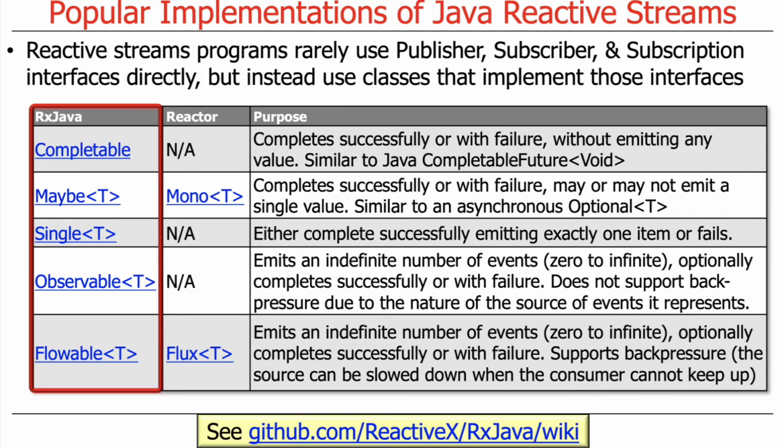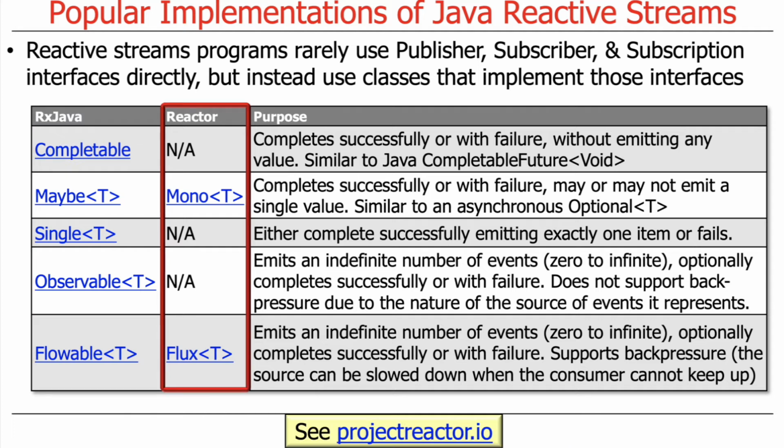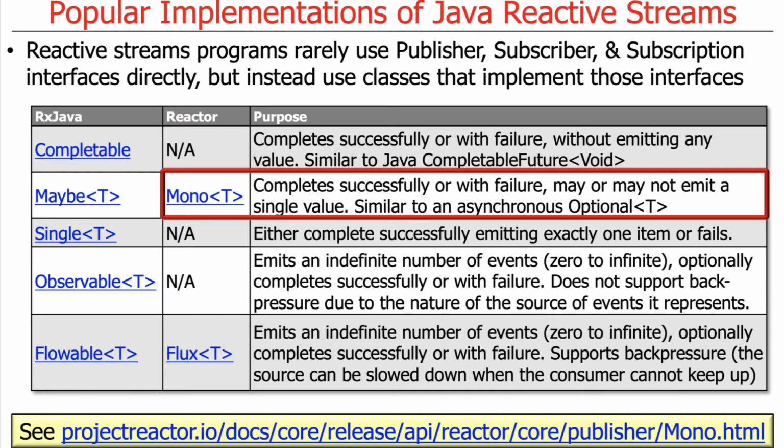So it turns out that if you use RxJava, which is one of the original implementations of Reactive Streams, it started out actually using Java 6 of all strange things, before Java 8 was widely available. There's a bunch of interfaces and classes here: Completable, Maybe, Single, Observable, and Flowable. In contrast, if you use Project Reactor, you only have two classes. You have Mono and Flux. And we're going to talk about all these things.